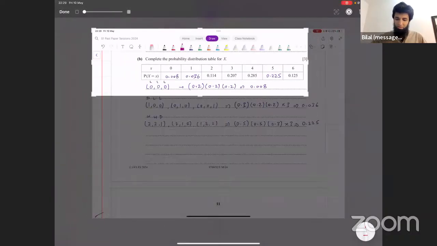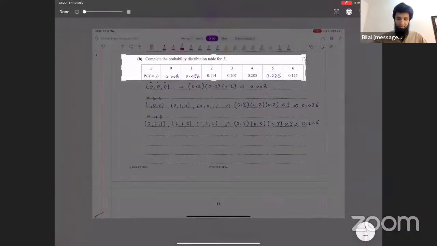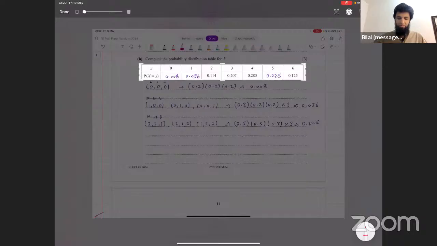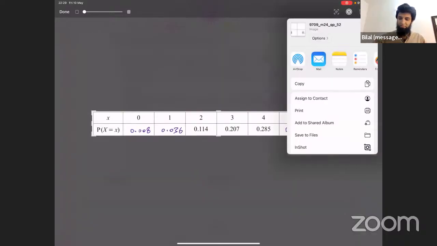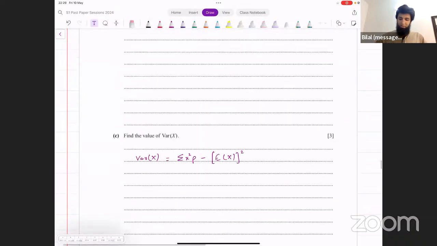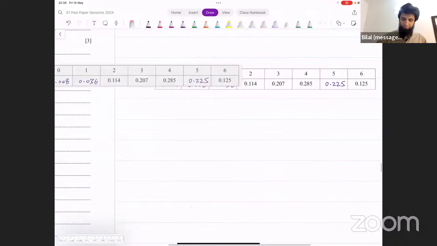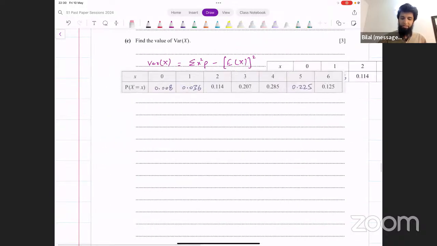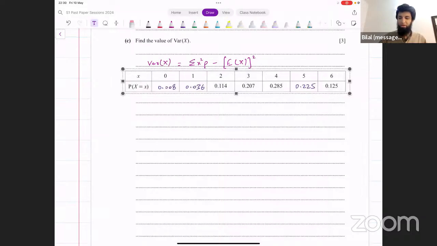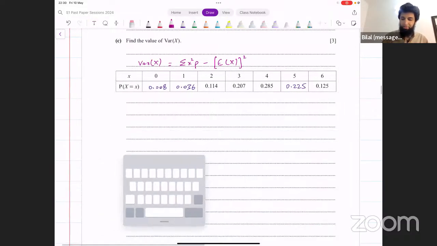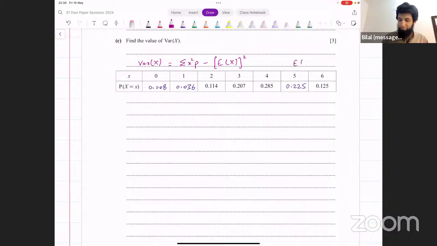Now, what we need to do is we need to find the variance for this data. In order to find the variance, we need sigma x squared p and also the expected value. How is expected value calculated? The formula for expected value is sigma xp. All right. So for variance, we need both the expected value and sigma x squared p.